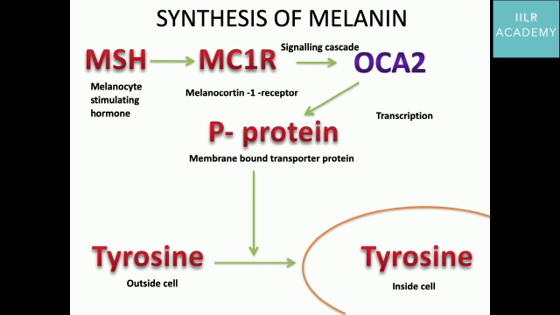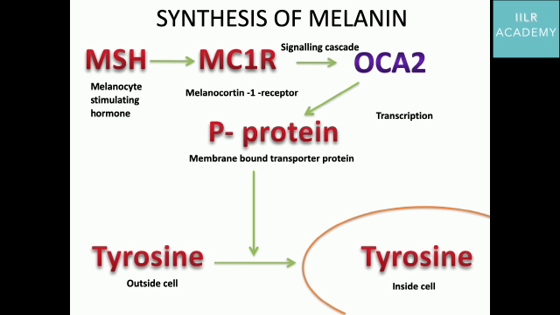Now let's have a look at how melanin is actually synthesized inside the eye or the iris. You know that there is a hormone called melanocyte stimulating hormone, secreted by the pituitary gland. There are receptors on melanocytes called MC1R receptors, or melanocortin 1 receptors. These receptors, when they come in contact with the MSH, initiate a signaling cascade which then stimulates the OCA2 gene, which we just saw is important for maintenance of the eye color.